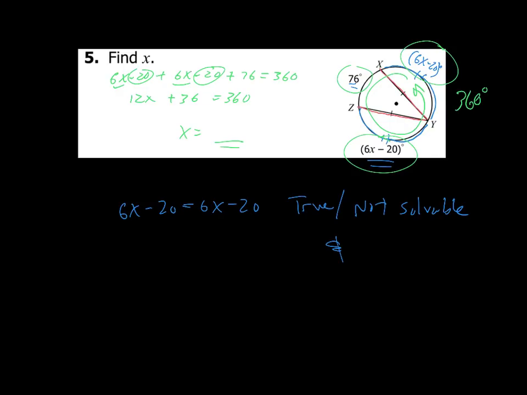Hopefully that made sense, the algebra piece. How did we get here is probably the most important. That's the mathematical logic that we're hoping that you pick up in the geometry class. Not just the geometry itself, but the thought process is the most important piece.